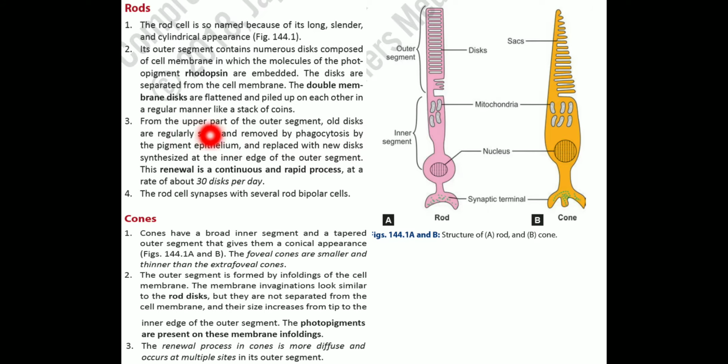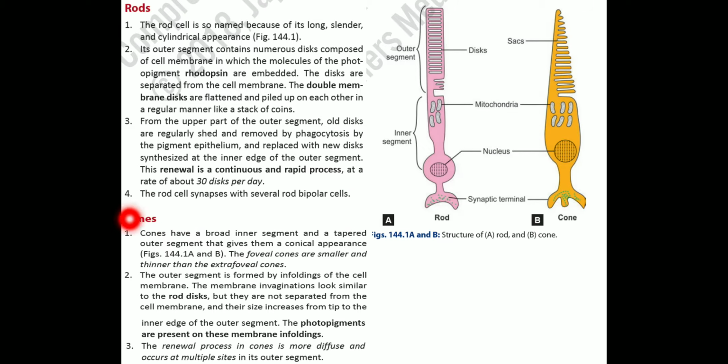You need to remember that at the upper part of the outer segment, the old discs are regularly shed and removed by phagocytosis in the pigment epithelium. This renewal is a continuous and rapid process, around 30 discs per day. The rod cell basically synapses with the rod bipolar cells, and I'll be discussing how this synapse works.